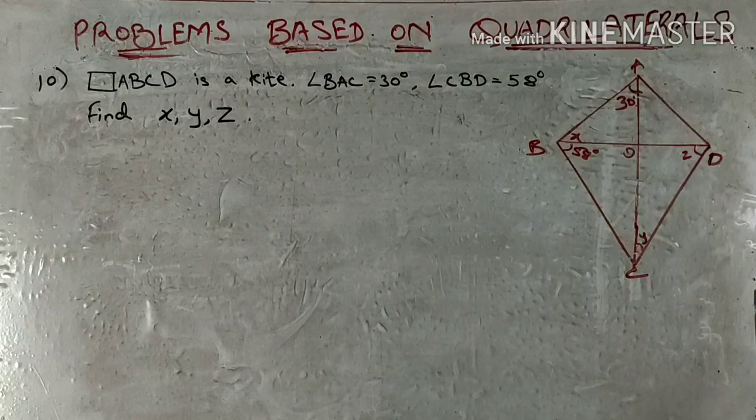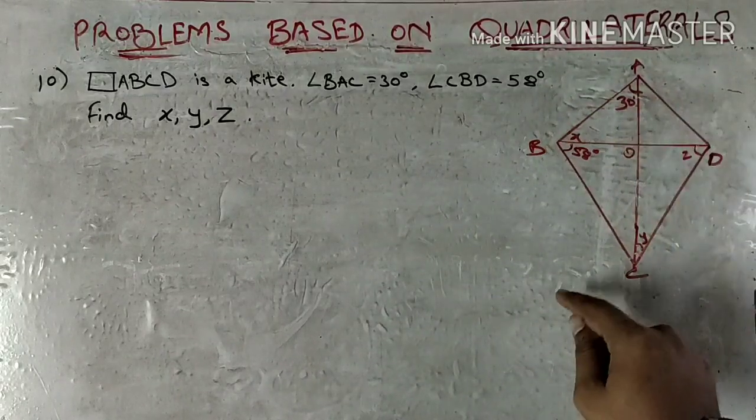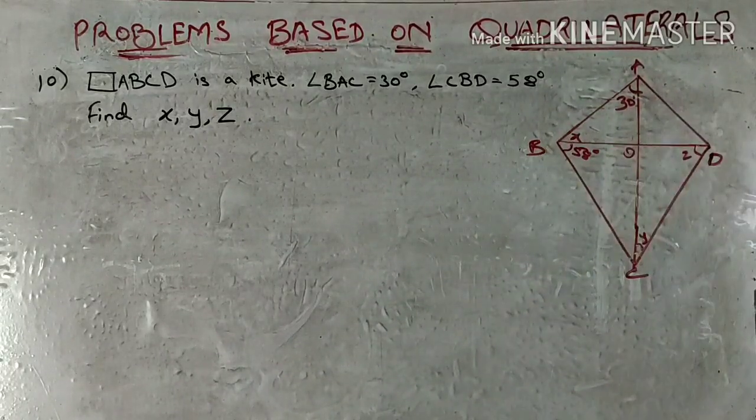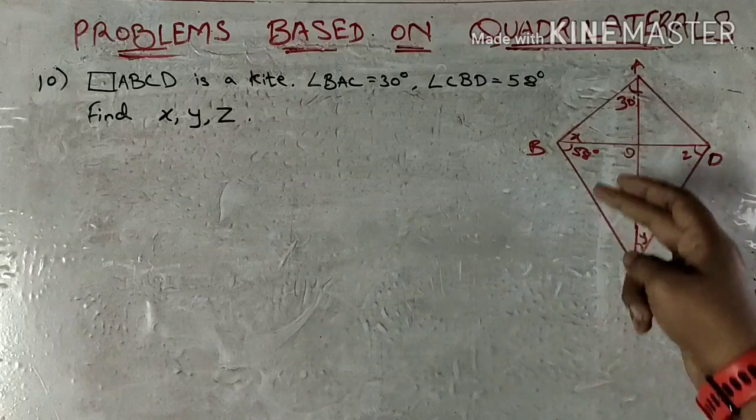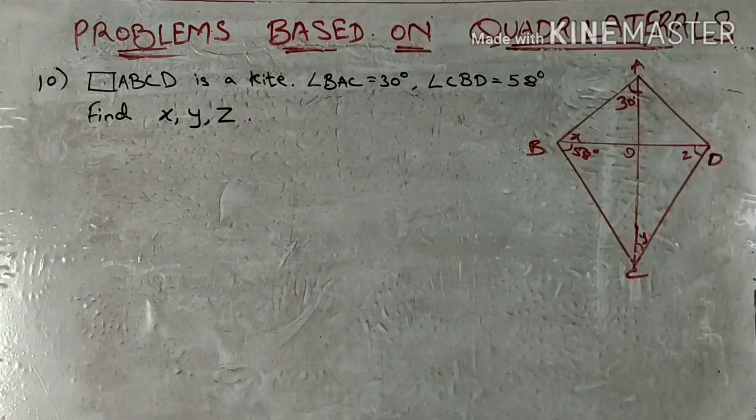So let's begin. Quadrilateral ABCD is a kite. Angle BAC is 30 degrees. Angle CBD is 58 degrees. Find X, Y, Z. Now here X, Y, Z are all unknown. So what do we need to do? We need to first recollect the properties of a kite.